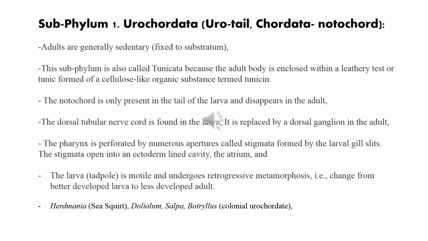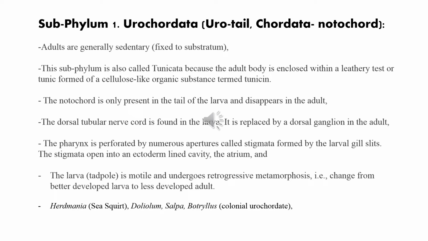Sometimes subphylum Urochordata is also termed as subphylum Tunicata. Why do we call it Tunicata? Because in this subphylum, the individuals are covered with a leathery test or tunic, which is formed by cellulose-like organic material, tunicin. So basically it is because of this test or tunic, this subphylum is also termed as Tunicata.